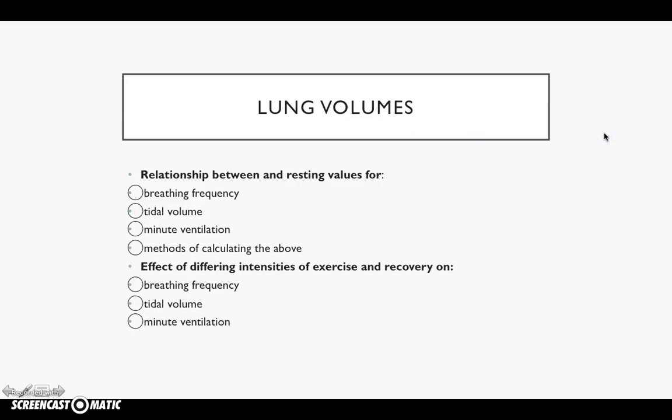So lung volumes, we're looking at the relationship between and the resting values for the following. Now make sure before we actually talk, the focus is on the units of measurement that we're actually going to use. Okay, so we're looking at breathing frequency, tidal volume, minute ventilation, and methods of calculating the above here. And the effect of differing intensity of exercise and recovery on these three, we're going to be looking at in lesson. So for today's screencast, we're just focusing on these top bullet points here.